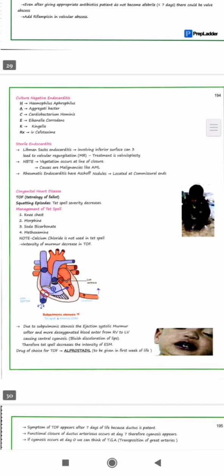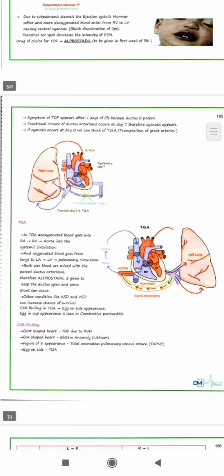Now due to the subpulmonic stenosis, the ejection is going to take place later, and more deoxygenated blood is going to enter from the right ventricle to the left ventricle. And the drug of choice for tetralogy of Fallot is alprostadil. Now the symptoms of tetralogy basically appear after 7 days of life, because the ductus is going to be patent. Now the functional closure of the ductus occurs at day 7.